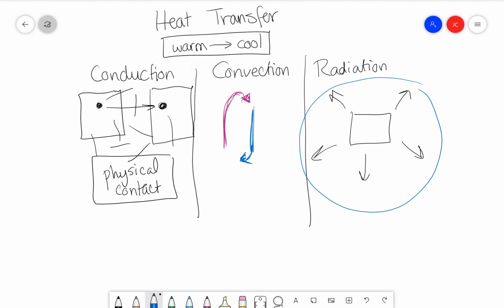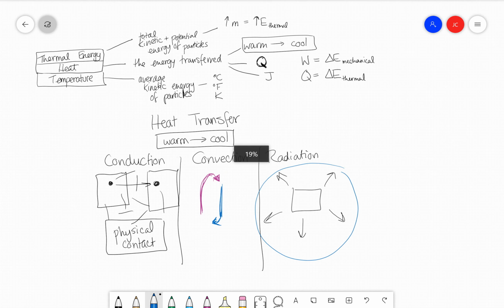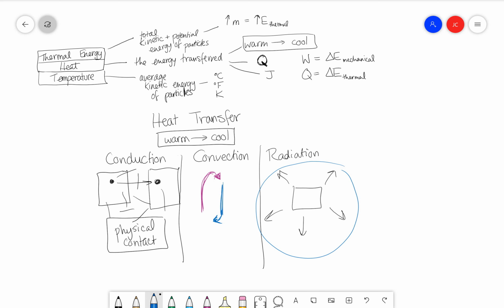So now we've learned about two concepts here. We've learned about thermal energy, heat, and temperature, how they're related, and what they mean, and we've learned about heat transfer, which is from warm to cool, and the three mechanisms: conduction, convection, and radiation.